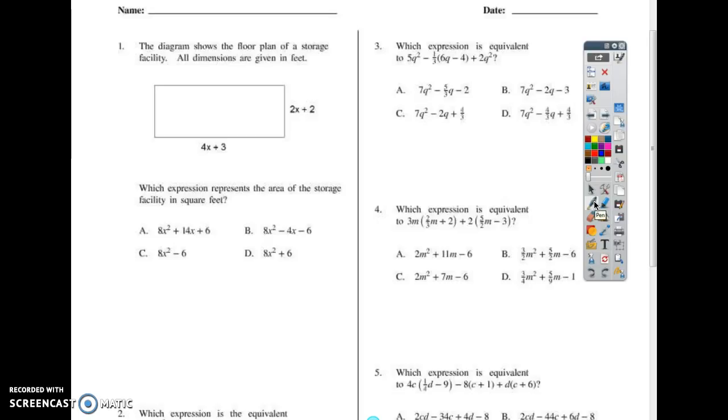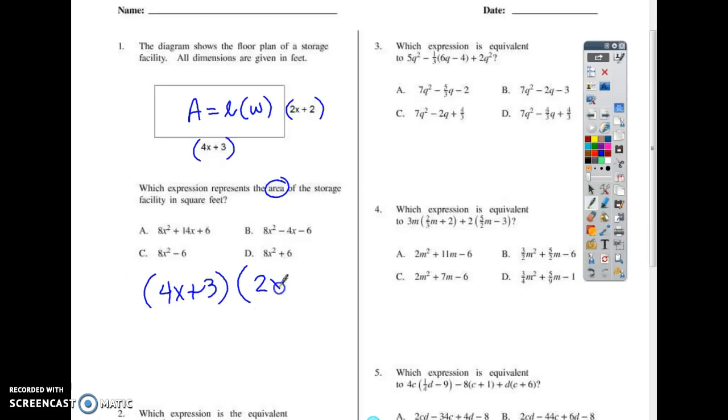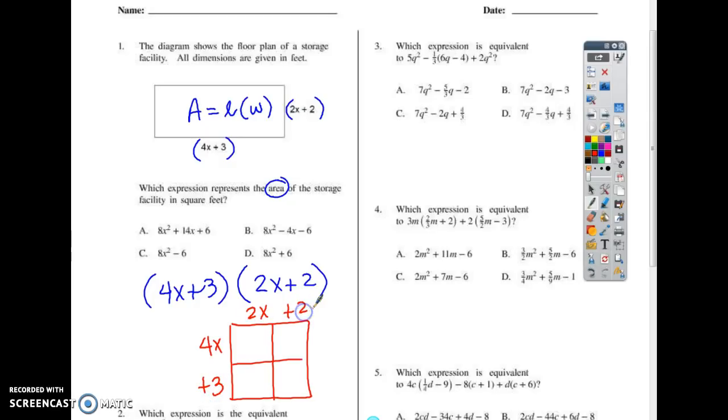Problem number 1 is asking for the area. And if you remember, area is the length times the width. So this is the length and this is the width. So we're going to multiply, right? So you would have 4x plus 3 times 2x plus 2. If you want to do that by hand, you can use the box method. Remember, you put 4x plus 3 here and 2x plus 2 here, and you multiply and then you add the diagonals at the very end. You can do it that way.